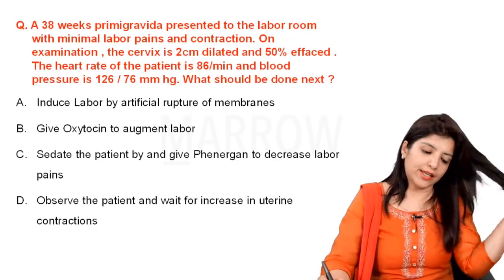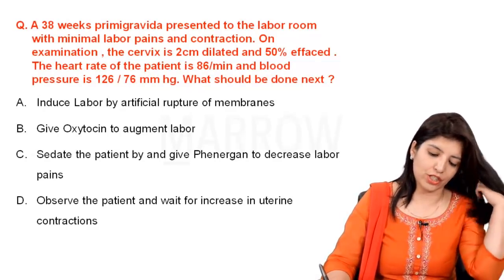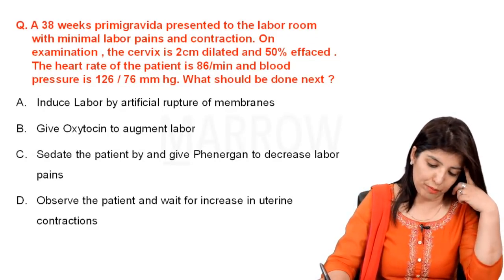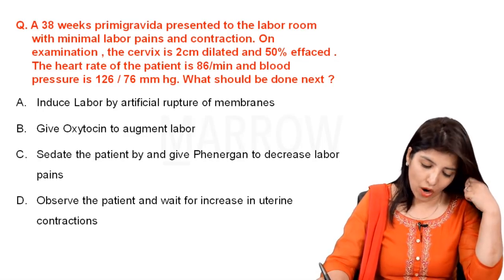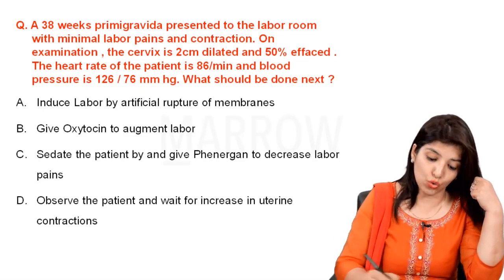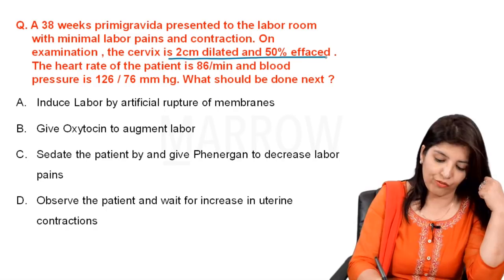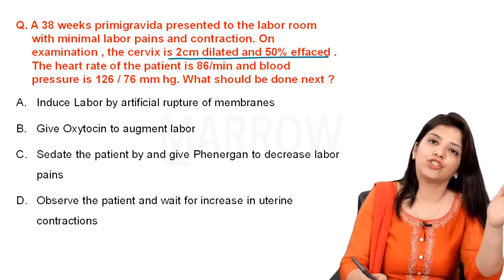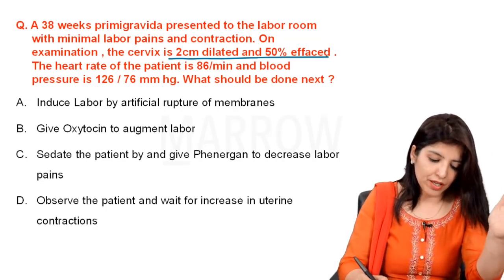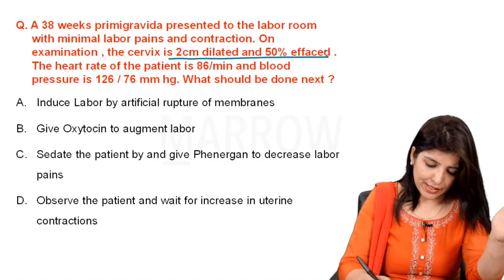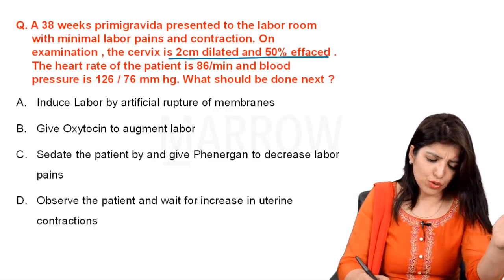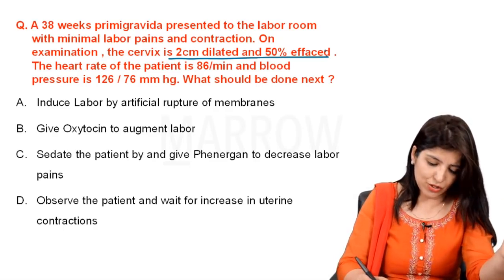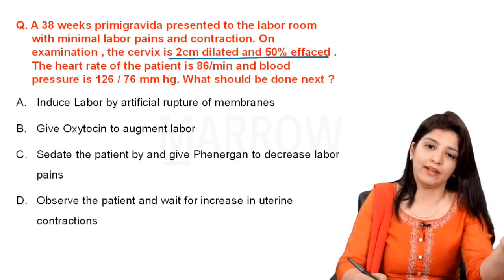Next question. A 38 weeks primigravida presented to the labor room with minimal labor pains and contractions. On examination, the cervix is 2 centimeters dilated and 50% effaced. That means she is in latent phase. Heart rate of the patient is 86 per minute. Blood pressure is 126 by 76 millimeters of mercury. What should be done next?